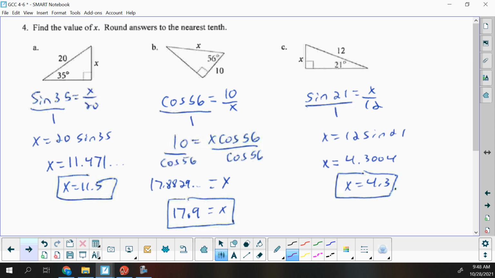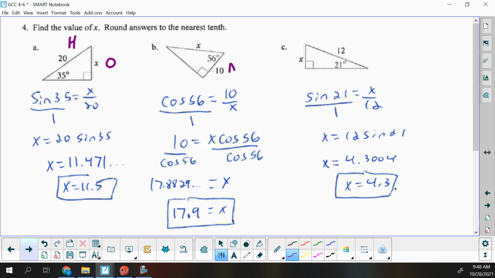Moving over to 4. In 4A, this is opposite, this is hypotenuse. So we had to use sine. Sine of your angle is equal to x over 20. Cross multiply, x is by itself, so type that in. Nearest tenth, we get 11.5.